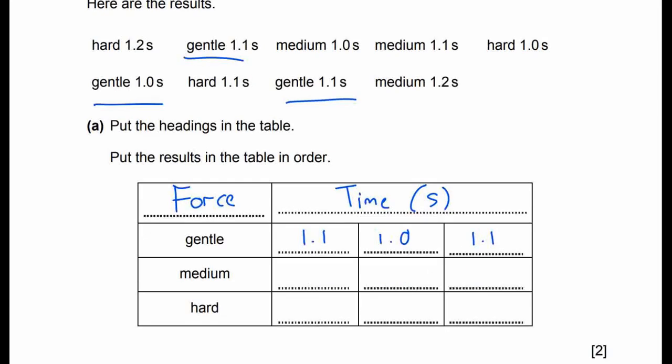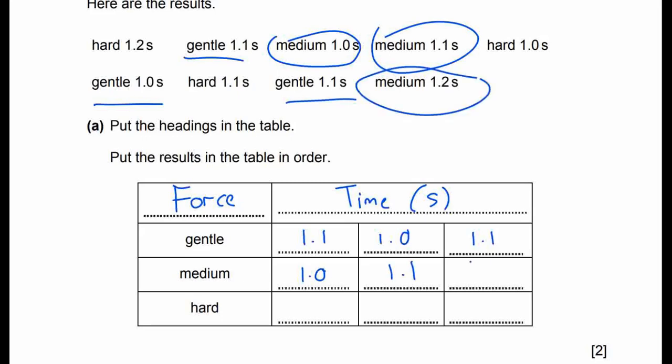So this one will be medium. Medium is 1.0, 1.1, and 1.2 second. The next one will be hard, 1.2 second, 1.0 second, 1.1 second.